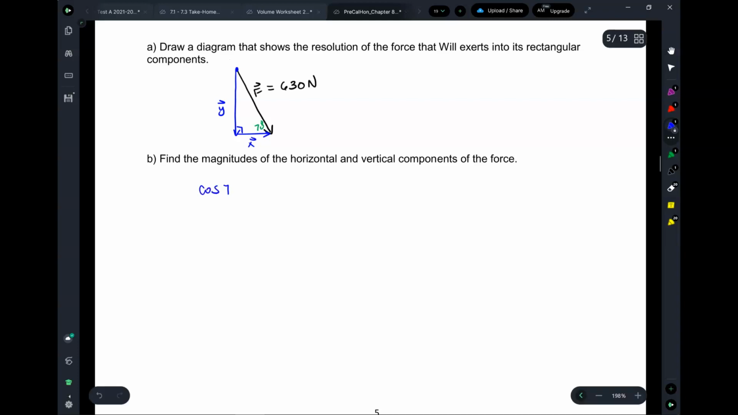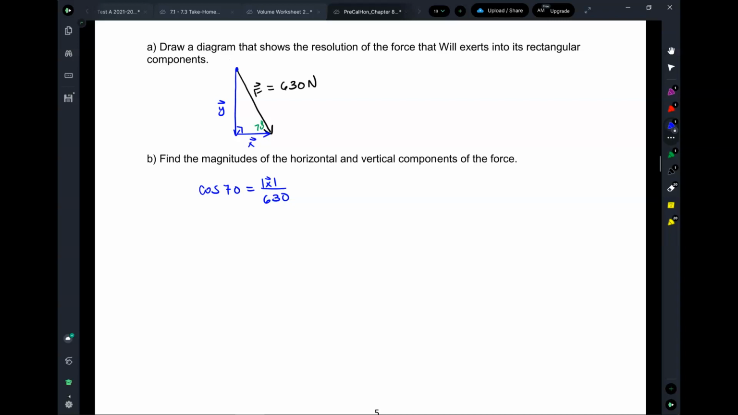So cosine of 70 is x over 630. I thought you were lying when I asked last chapter if we were ever going to deal with this again. Why would I lie to you? What do you think? I'm a liar? I don't know. You calling me a liar now? And now it's actually back.